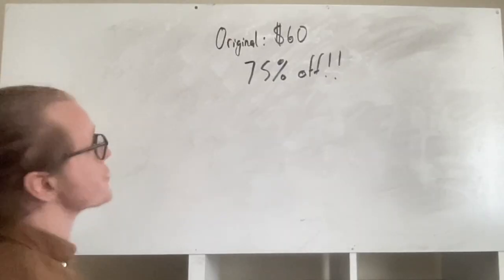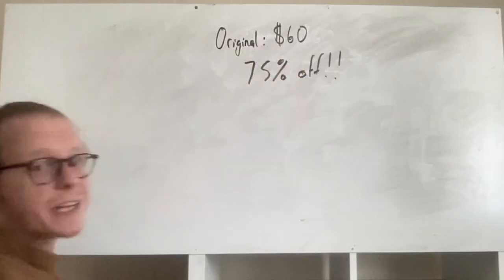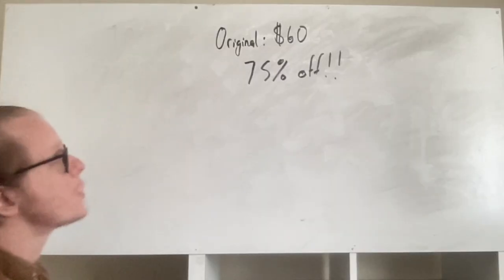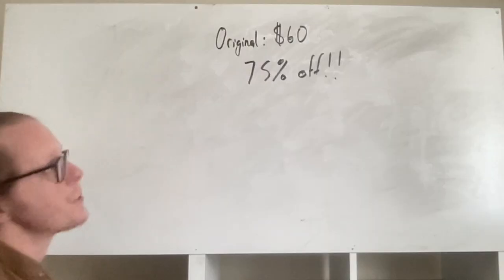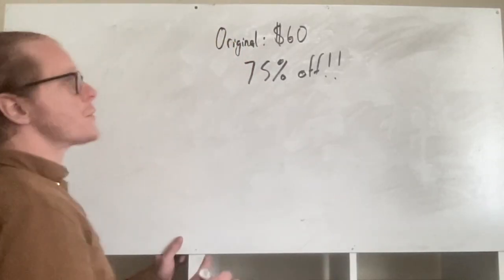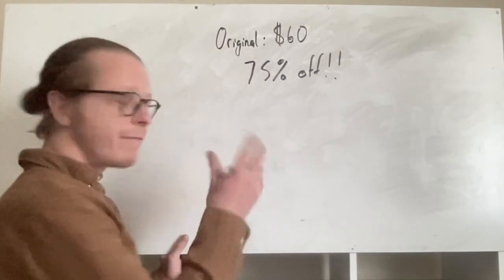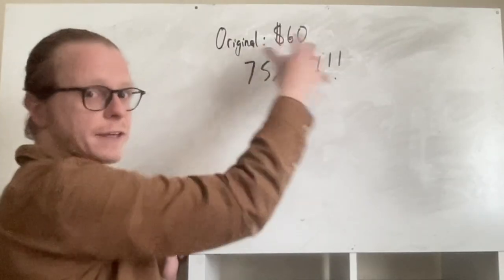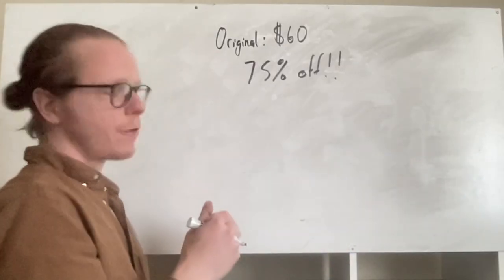Okay, so let's imagine you're still at the store. You see something else. The original price was $60. They say 75% off. So that's a 75% decrease in the price, right? So the question now is, okay, well, how much are you gonna pay? There's a few ways that we could think about this. We could figure out what 75% of the price is, and then take that away, right?